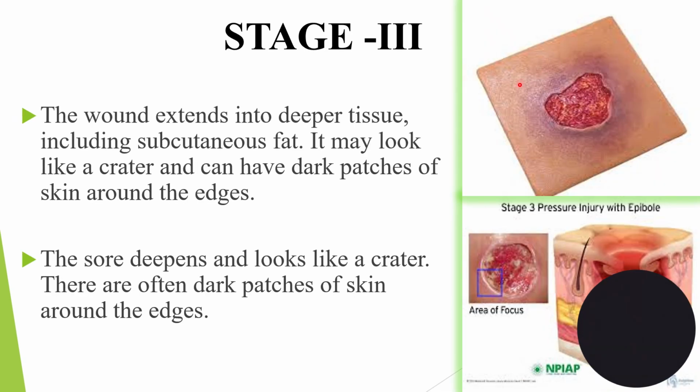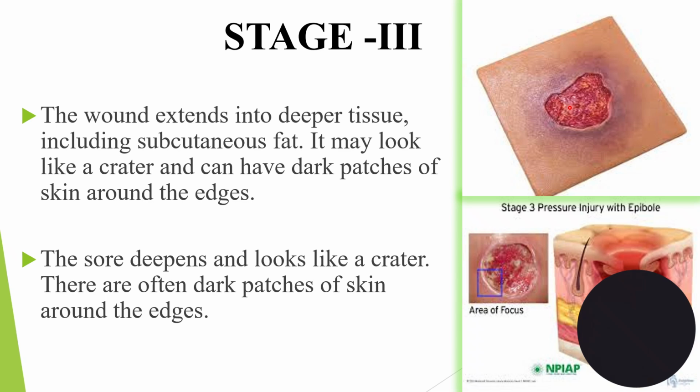Next, we move on to stage 3. The wound extends deeper, including subcutaneous fat. It may look like a crater and have darkened patches of skin around the edges. The sores deepen and look like a crater, with often dark patches of skin around the edges.